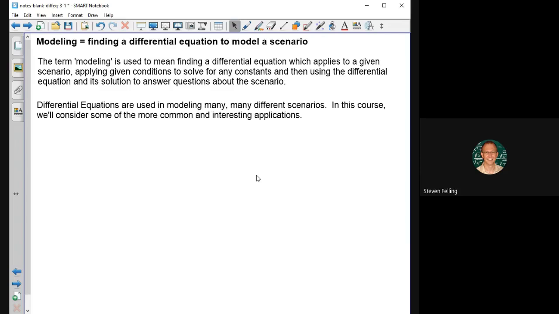Differential equations can be used in many different scenarios. So in this course, we're going to focus on some of the most common and also, I think, some of the most interesting applications, but they're useful in a very wide variety of scenarios. You can take an entire course just in modeling with differential equations in college. So we'll only be able to scratch the surface here.